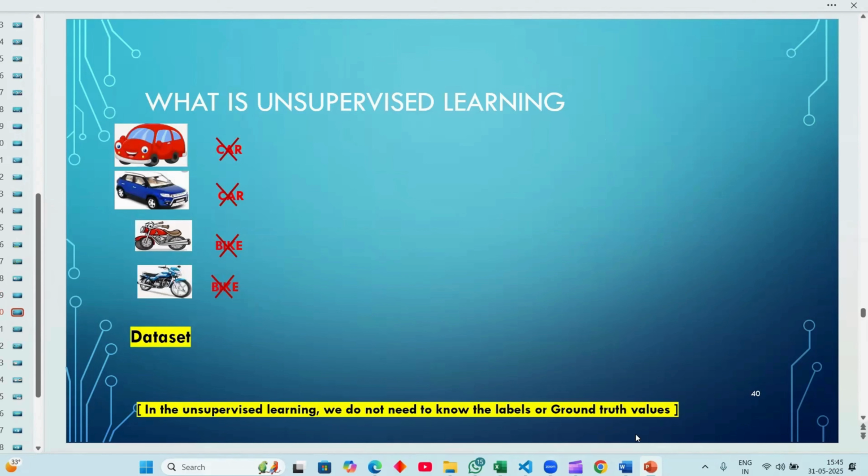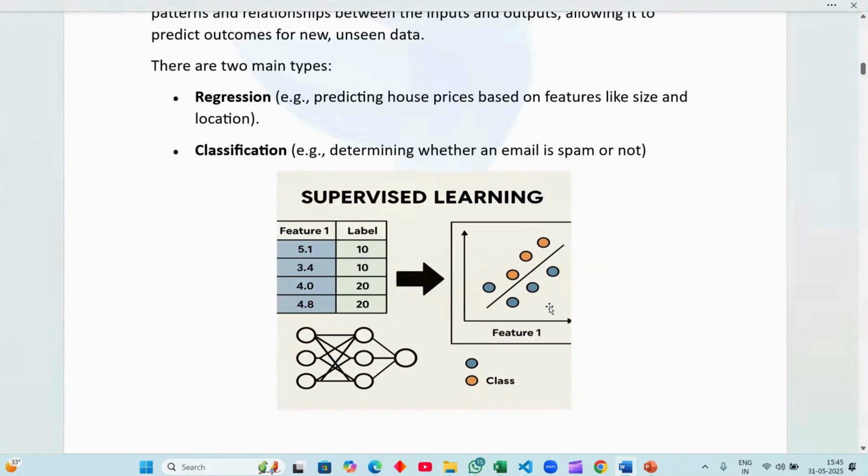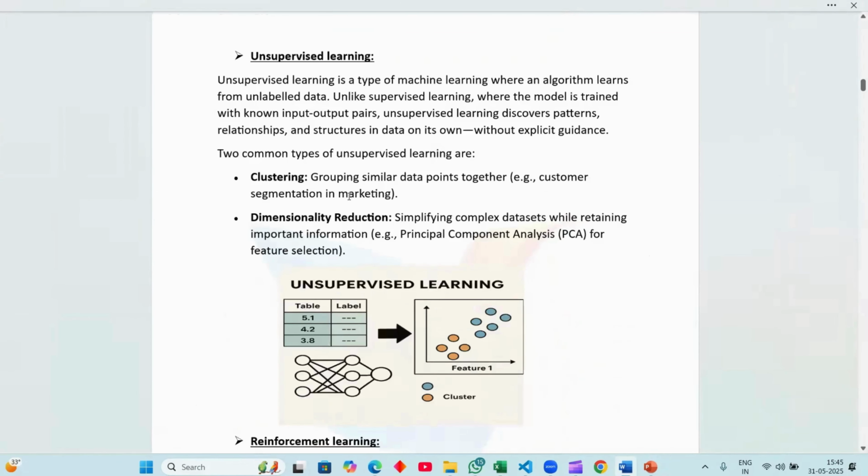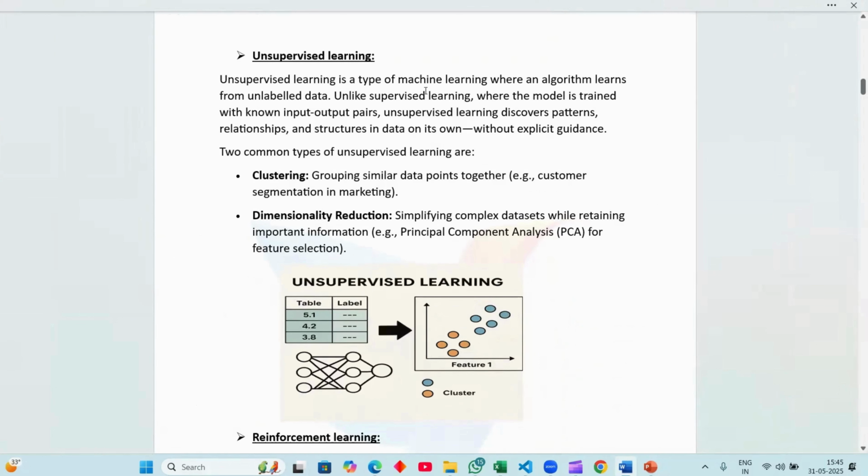What is unsupervised data? Let's move to unsupervised data. So this is our unsupervised data, right? Unsupervised learning is a type of machine learning where an algorithm learns from unlabeled data, unlike supervised learning, where the model is trained with known input and output pairs. Unsupervised learning discovers the pattern, relationship, and the structure in data on its own.